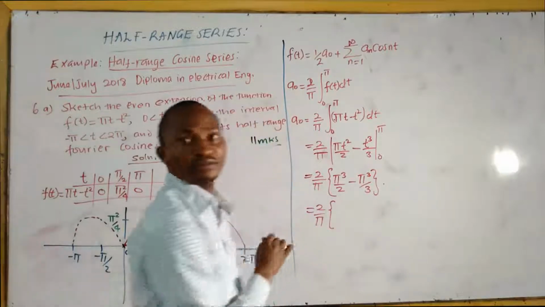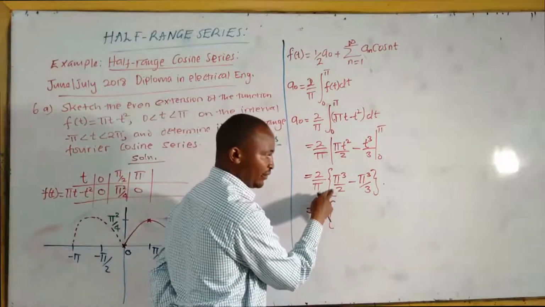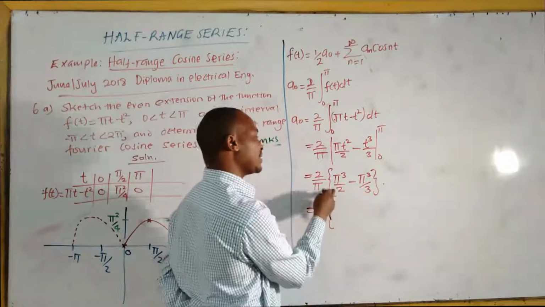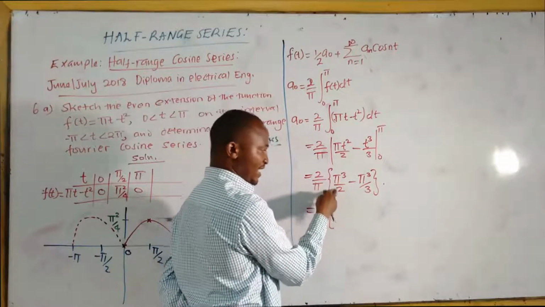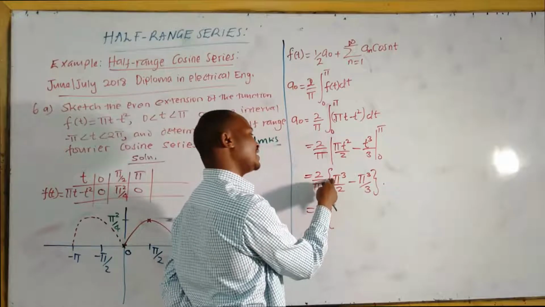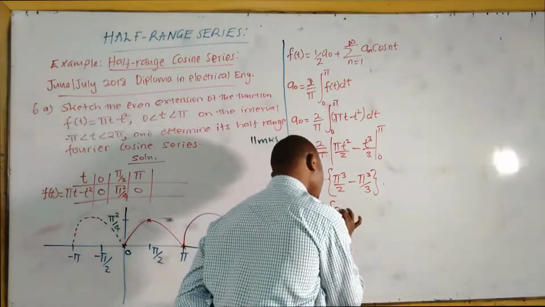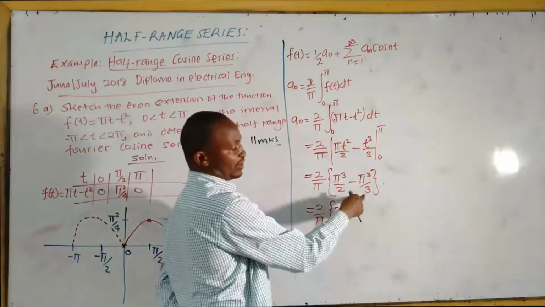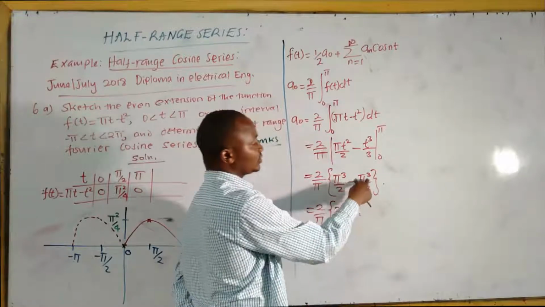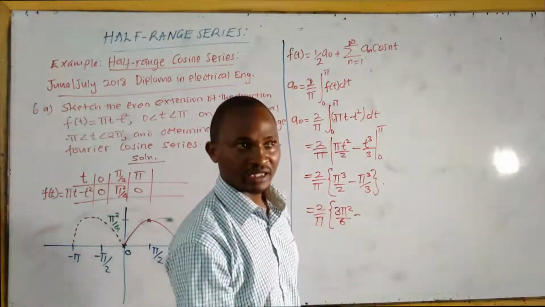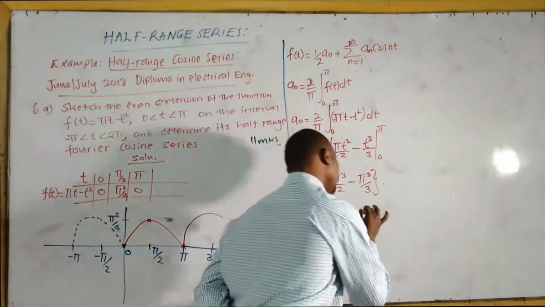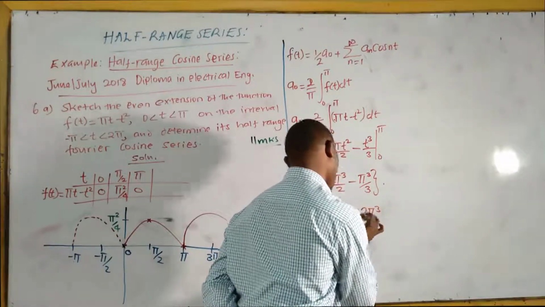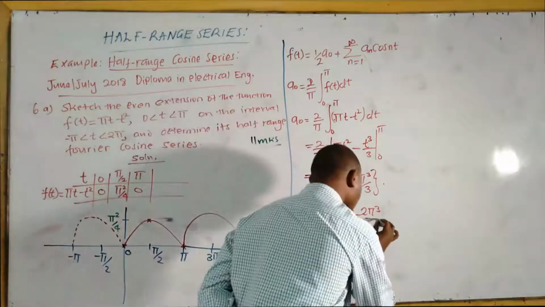I want to do subtraction. Here, I want them to have the same denominator. The LCM is 6. So I multiply this by 3 to give 6, but I have to multiply by 3 again here, so it will be 3 pi cubed over 6. Minus, I want 6, so I multiply by 2 here and 2 here. If I multiply by 2 on the denominator, I have to do the same on the numerator. It is 2 pi cubed over 6.